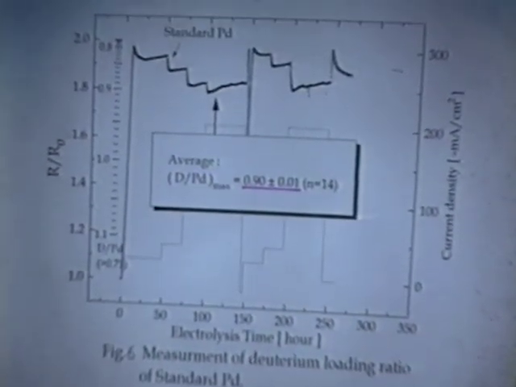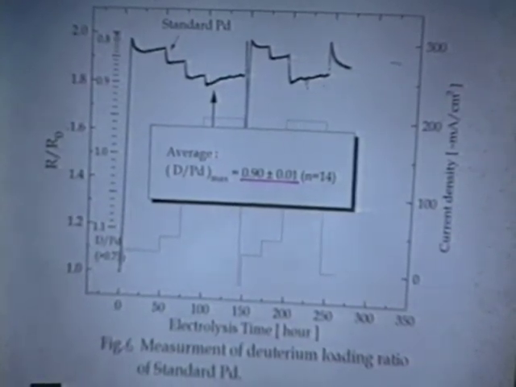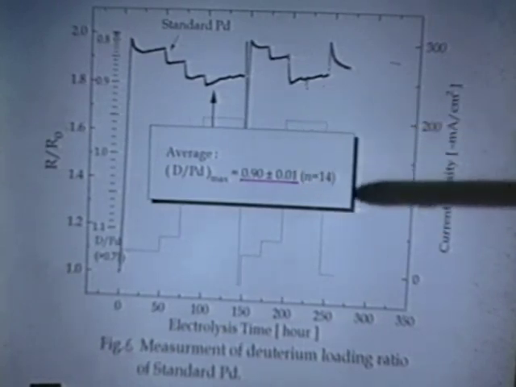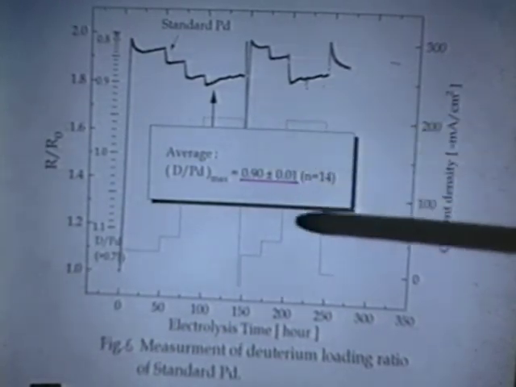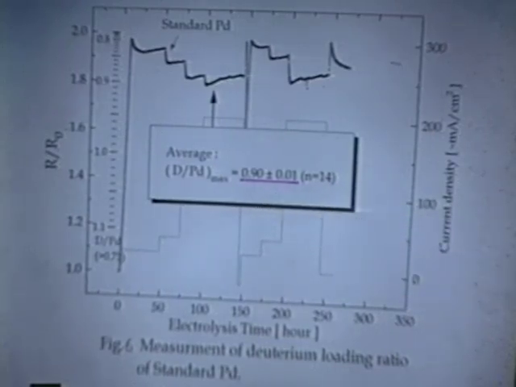This shows the deuterium loading of the standard palladium. We check the reproducibility of the loading. As a result, the loading was almost the same before anodic stripping. The average of maximum loading ratio was 0.90 plus minus 0.01. Now, I'd like to talk about the result.